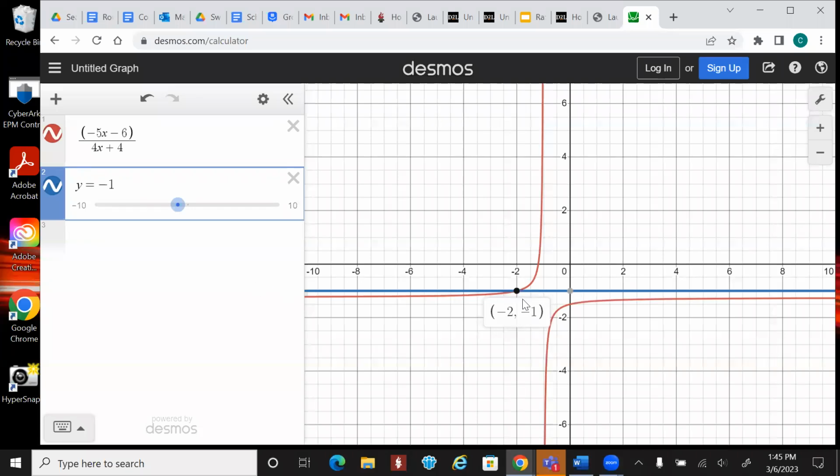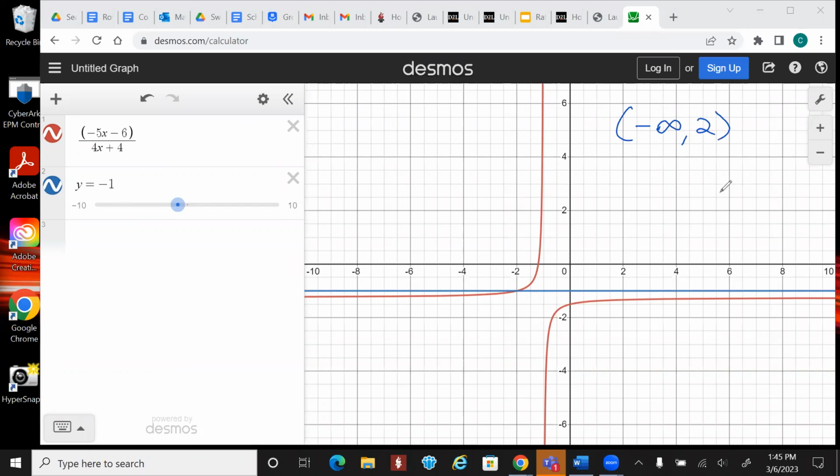Okay, now there is a little bit of a gap in between here and here. So this right here is a vertical asymptote. Where is that located at? At negative 1. Okay, so it is also true from negative 1 over to positive infinity. So the way you're going to write your answer out is negative infinity to 2, and then from 1 to positive infinity.